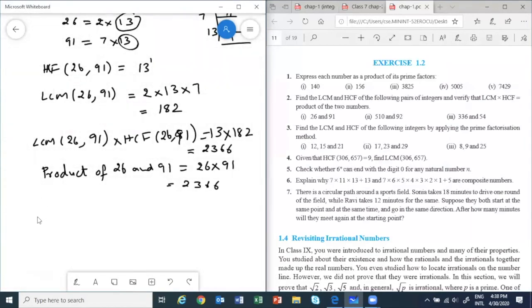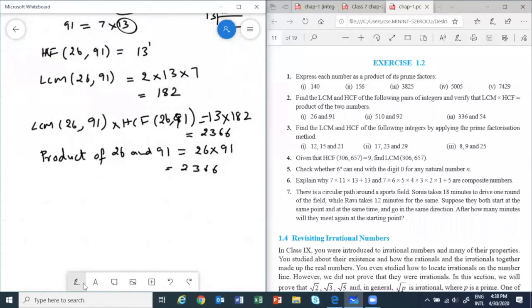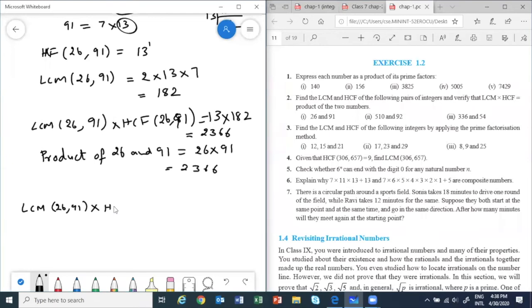Okay. So LCM into HCF. In questions like this, the writing part is also important, right? So LCM of 26 and 91, if you take the product with HCF of 26 and 91, it's equal to 26 multiplied by 91.